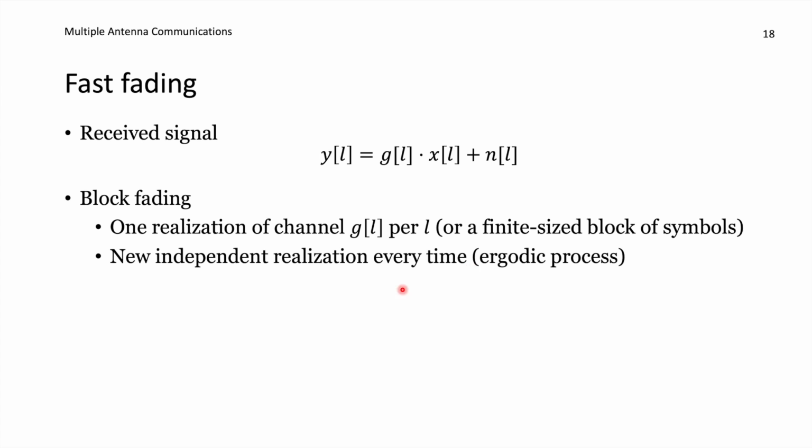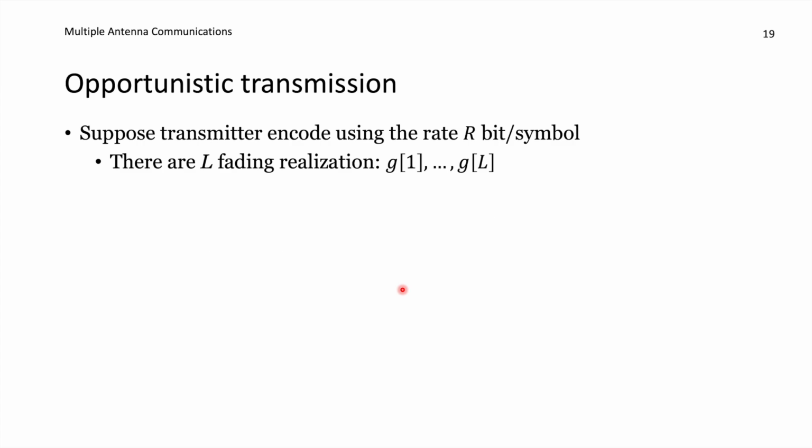So in the fast fading case, the channel is varying very quickly. And how should the transmitter operate then? Well, remember, in the slow fading case, since the transmitter doesn't know the channel, it is selecting a rate, R bits per symbol, without channel knowledge. And it's the same thing here. We need to opportunistically select R.